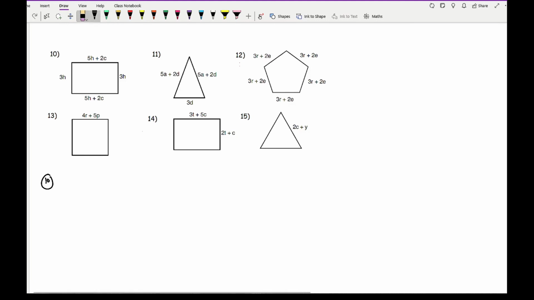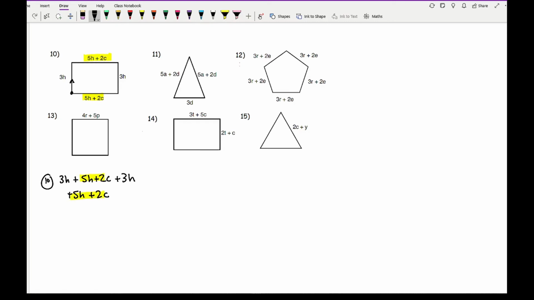Let's get rid of that. So picking a point and going in this direction, here I've got 3H plus 5H plus 2C plus 3H plus 5H plus 2C. Now again, although I've got, let's say, 6 terms, they're basically 4 things. So for example, this acts as 1, which is what I've got there.